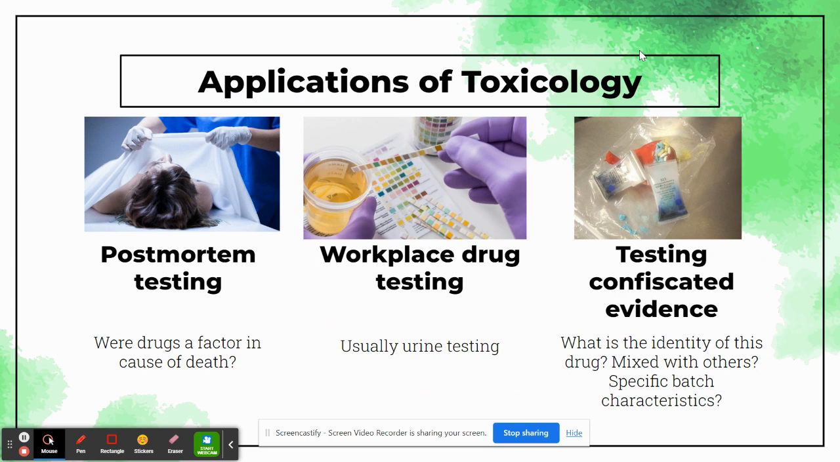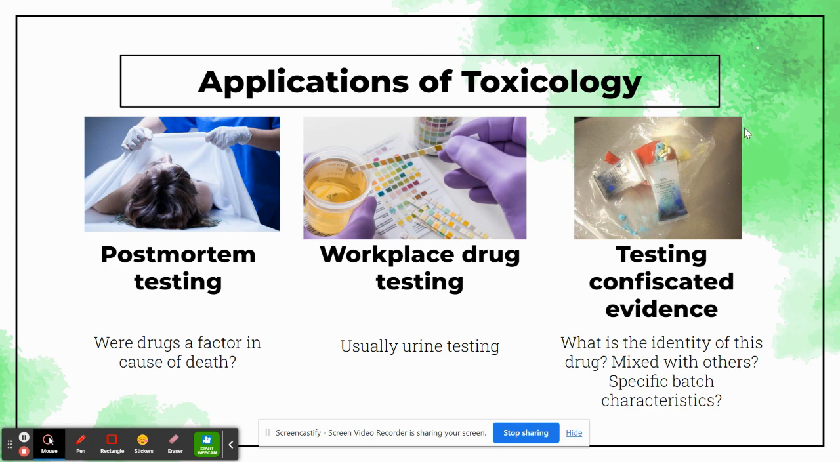So when we're looking at applications of toxicology, like how is it actually used? The big three we see are first, post-mortem testing. So if you have the case where someone has died, are you trying to determine how they died? You would look to see whether or not they had drugs or any other substances in their system. We also see a big application in workplace drug testing. This usually is going to be urine testing because it's the least invasive, but it's very common. It happens in a lot of workplaces.